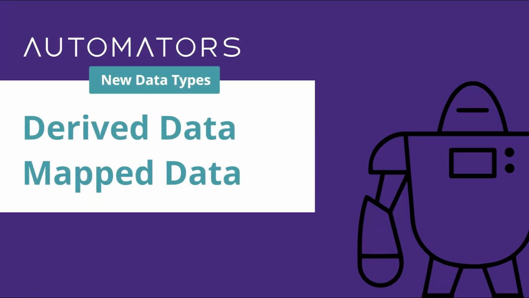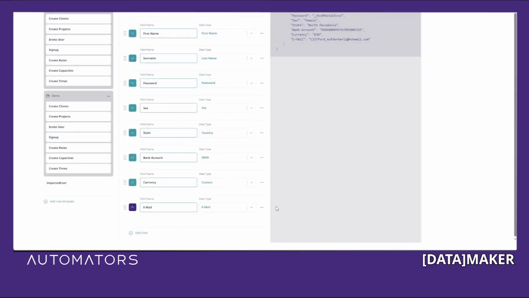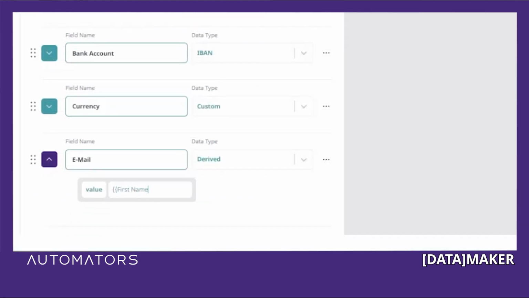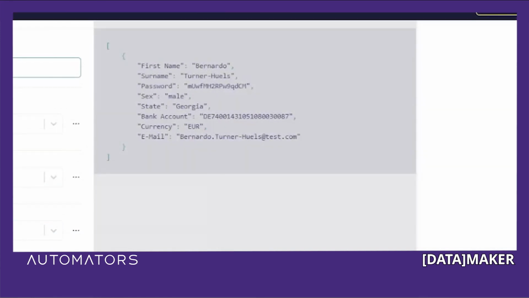The new update also introduces two novel data types to address more intricate data requirements: derived data and mapped data. The derived data type allows you to match data points to each other by combining fields, ensuring consistency. For instance, you can generate personalized email addresses by combining the first name and surname using curly brackets and field names. This will generate an email address that takes the previously generated first and surnames into account.